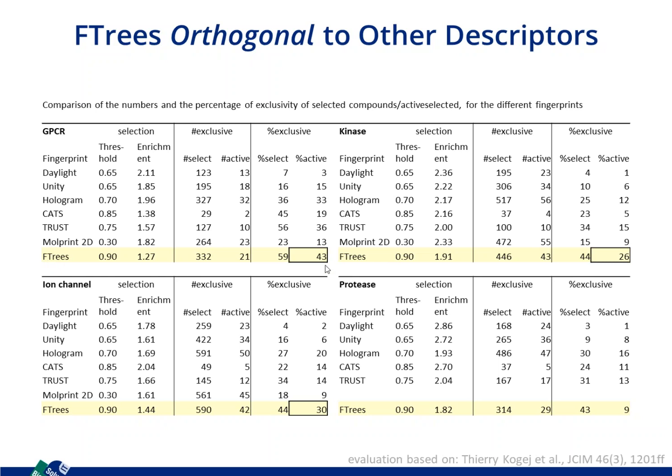And the key thing here in this study was to identify which of the compounds were exclusively found by just one particular method. And feature tree sticks out here. 43% of the active molecules were found exclusively by feature trees and none of the other methods. And this number is across different data sets fairly high. So it is orthogonal, as the headline says, and it adds value this way, even if you already use other similarity methods for searching.